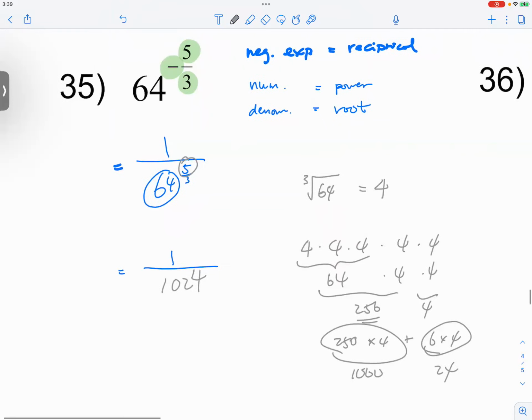Now, some common mistakes that we have seen so far is that when people look at the negative exponents, they make the number negative. It never happens. Okay, it never happens.